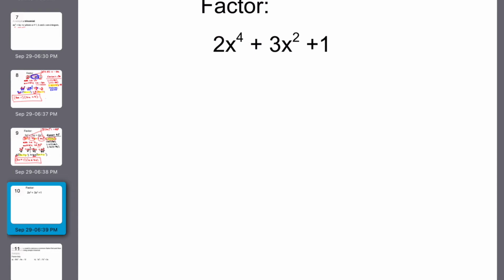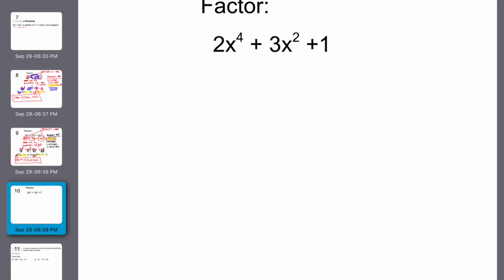Factor 2x to the power 4 plus 3x squared plus 1. So this one's a little bit different. The variable that we're dealing with here is not x, it's actually x squared. Because whatever variable's really in the middle is kind of the variable we're really using, so x squared. So we can think of our first term here, x to the 4, really as an x squared that's squared, right? So we're going to treat the x squared as a variable, okay?